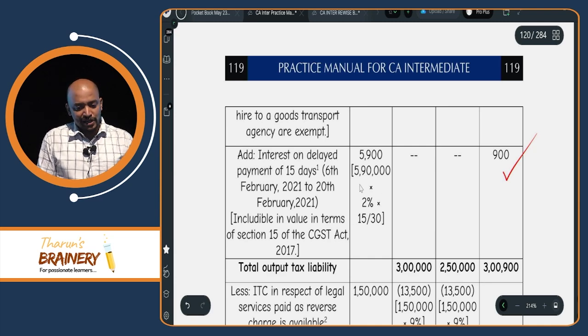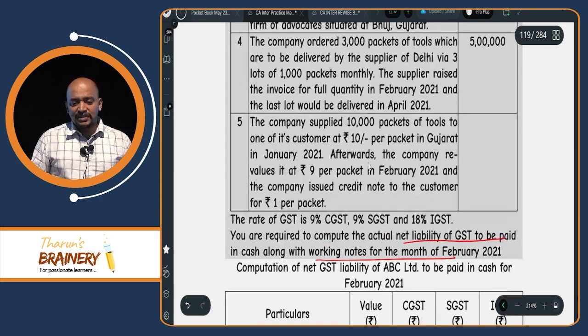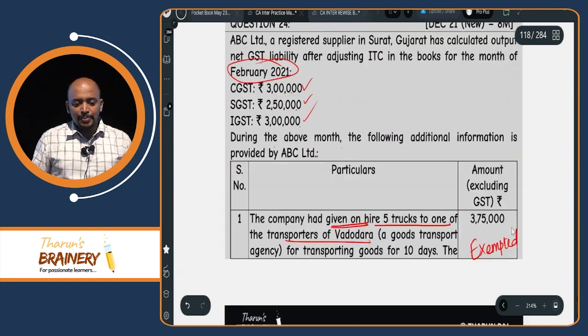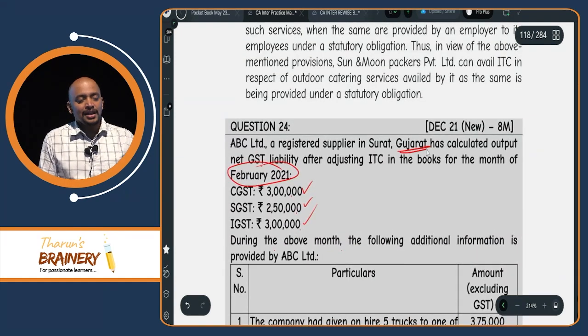How to compute interest? Already I did this. On that GST will be 900. Why? Because the company sold goods to XN company of Delhi. So where is this company located? Surat, Gujarat. I told you.